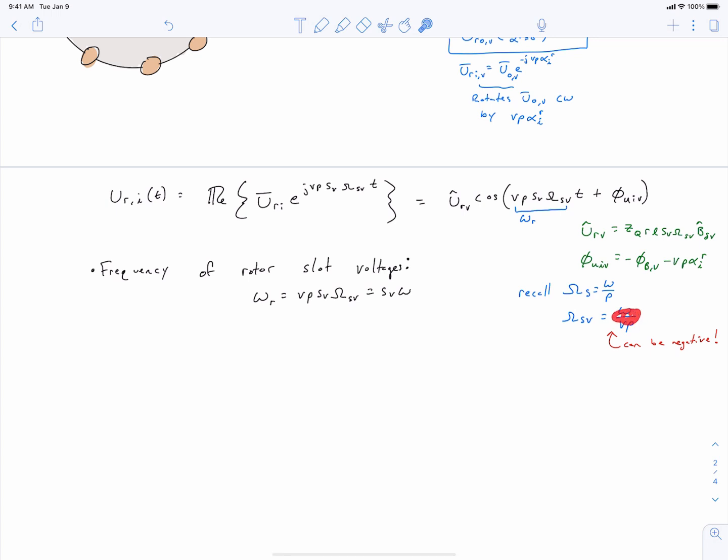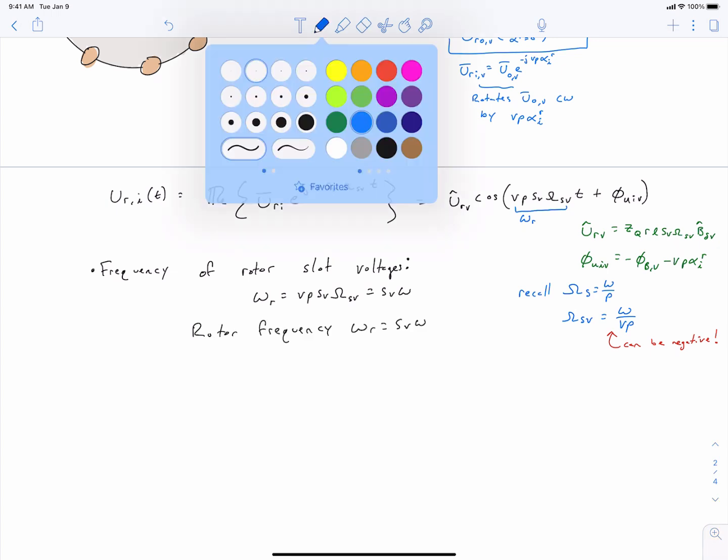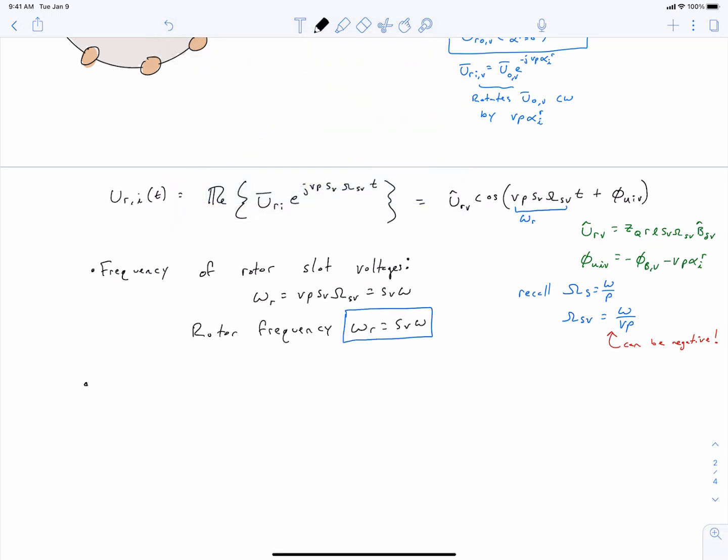If we plug this quantity in over here, we end up getting this expression. And so this is kind of nice and satisfying to see that our rotor frequency actually ends up being our slip times our synchronous frequency. And we're now in a position that we can study the rotor winding via the star of slots, just like we did the stator winding.